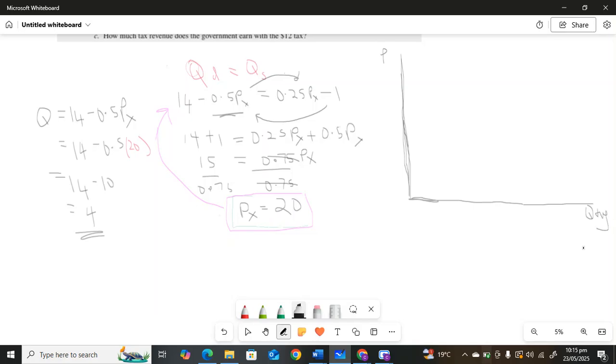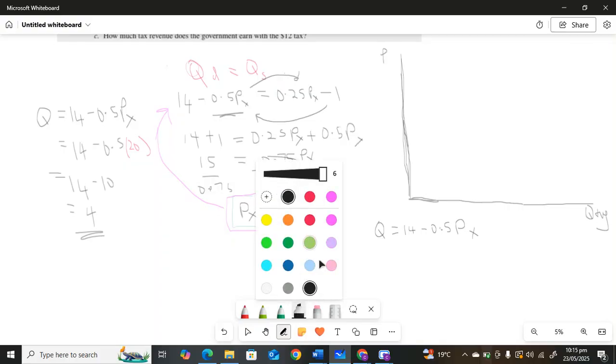So, graphing it, we can start with the demand function. It's very easy to graph the demand function. You can find the intercepts, so that you don't have to start plotting a lot of points. So we can start with our demand function, which is Q equals 14 minus 0.5 Px.